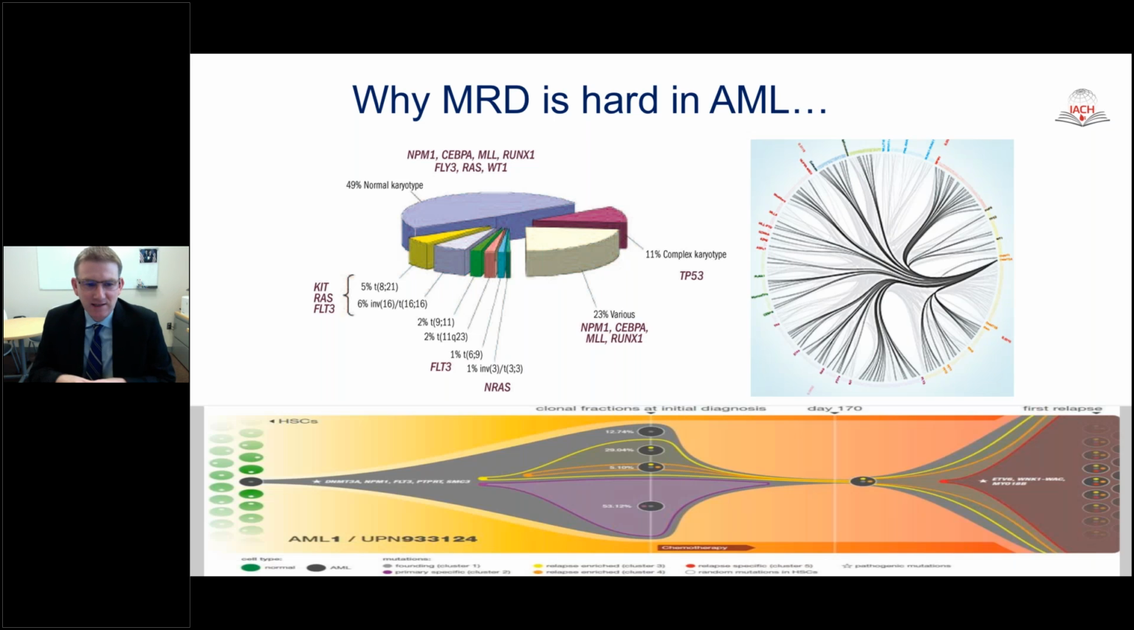But even worse than that, this is a clonal disease. So the predominant genetic characteristics of leukemia at diagnosis may not be identical to those that are responsible for relapse and death. So there's evolution even within one patient over time.